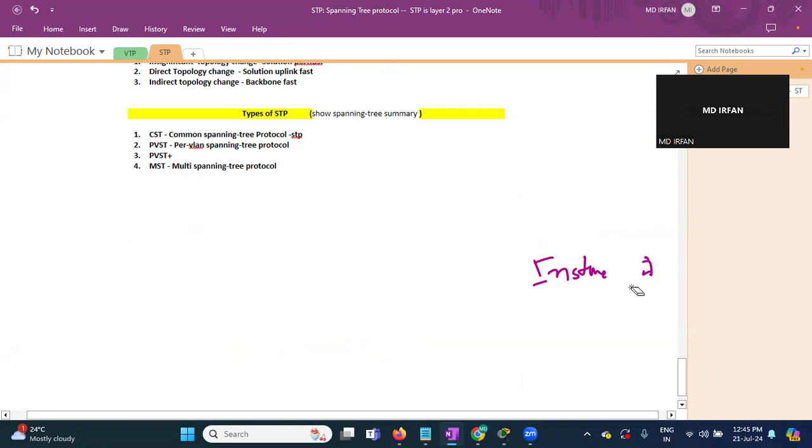Once we say PVST, I'm discussing the per VLAN spanning tree as well as RPVST, rapid spanning tree. Both are the same thing. Somewhere in a book you will see two different types, for example STP one type, RSTP one type, PVST one type, RPVST one type. Like that you can see somewhere. So don't be confused when we learn about four but it's showing six or something.